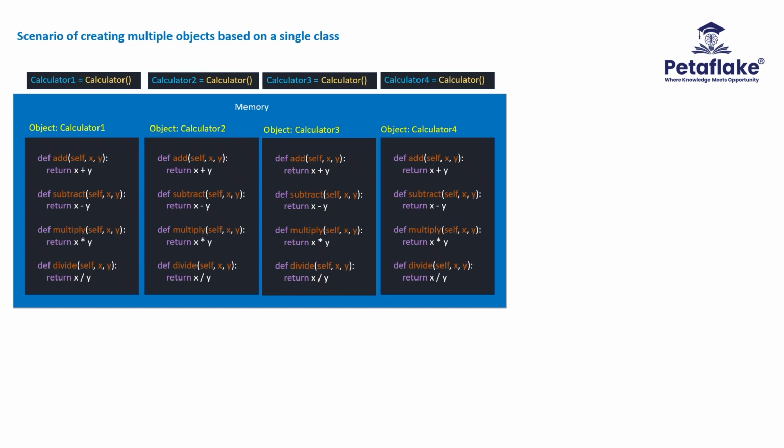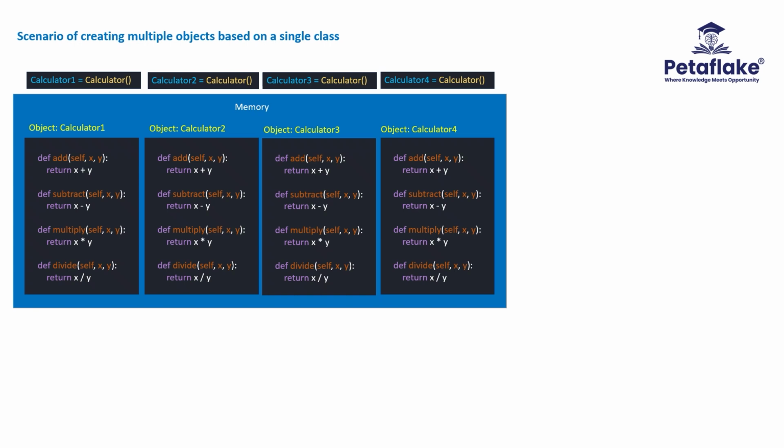All the four objects have their own isolated and dedicated memory. One object cannot access another object's memory even though they are created based on the same class. Every object of the calculator class will have all the logic developed in the calculator class. All the four objects created using the calculator class have the add method, subtract method, multiply method, and divide method.